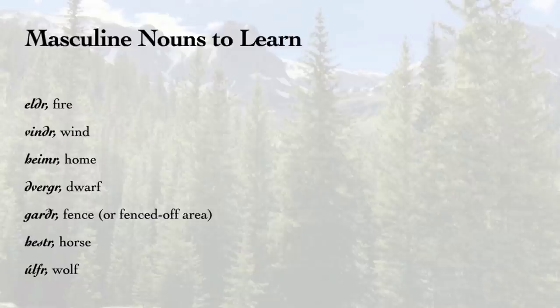Learn also, since we're going to be reading mythological texts, a word you're going to see fairly often: dvergr, dwarf. Garðr, enclosure, fence, or place enclosed by a fence. Hestr, horse. Úlfr, wolf. All right.